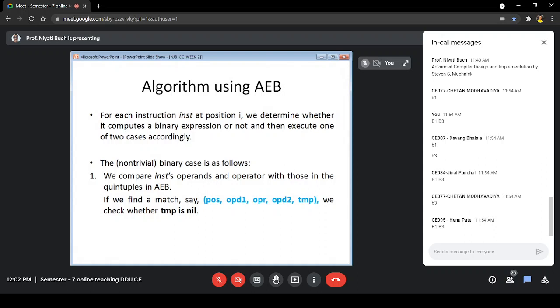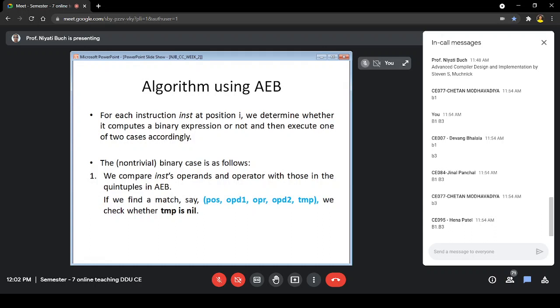We will determine whether it computes a binary expression or not. Just bear in mind that we are only interested in binary expressions involving two operands. If it is a unary operator that we are using, or if it is a simple assignment, then this algorithm is not useful for those cases. Then if it is a binary expression, we have to execute one of two cases that we are now further discussing in the algorithm. So we are now talking about a non-trivial binary case.